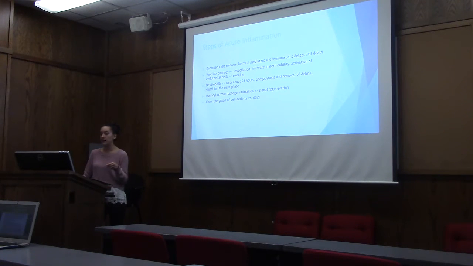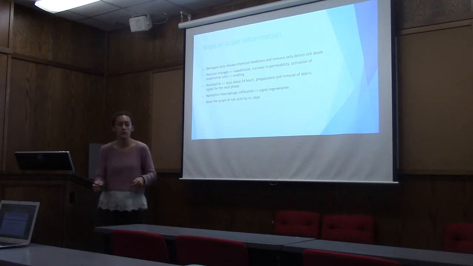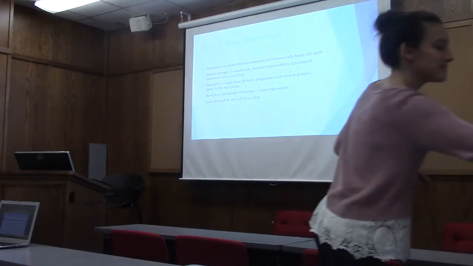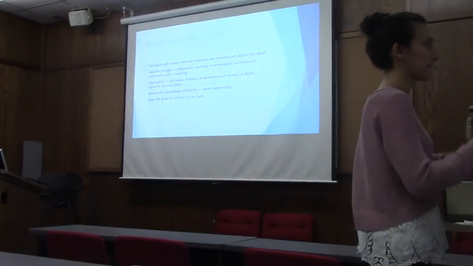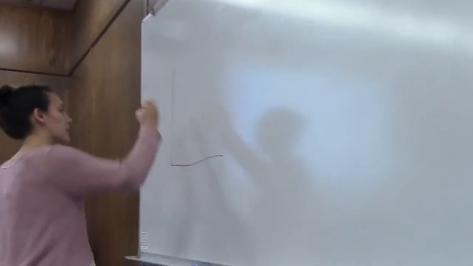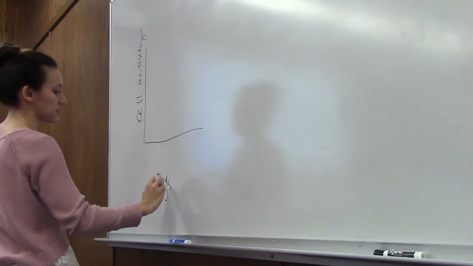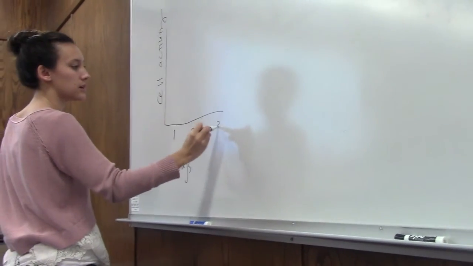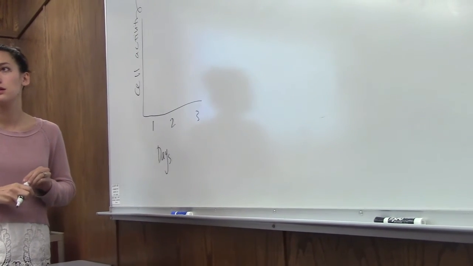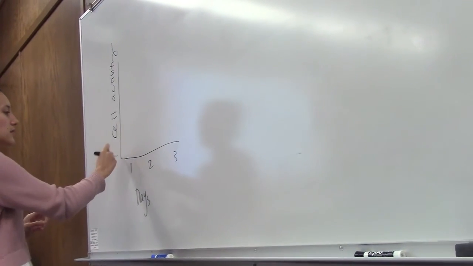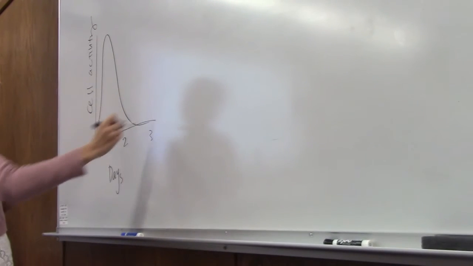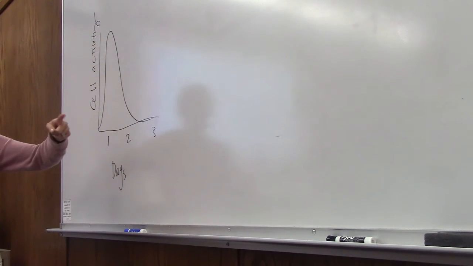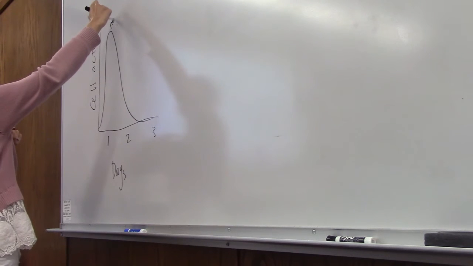So the graph of cell activity versus days, I'm going to draw it on this board. So you'll have cell activity, and then days, right, so like 1, 2, 3. So what's first? Neutrophil. Yeah, neutrophil. So that's going to come up, and it's going to peak around 1 day, and it'll go down. So this is neutrophils.